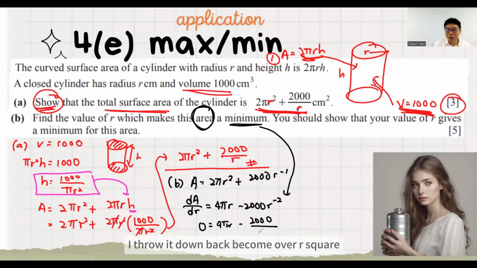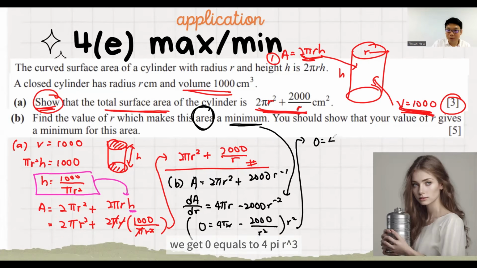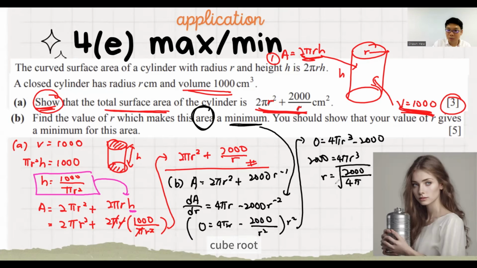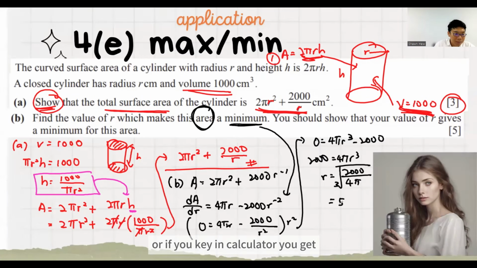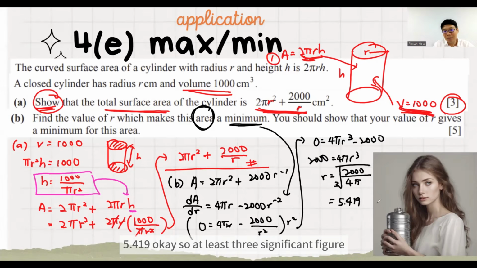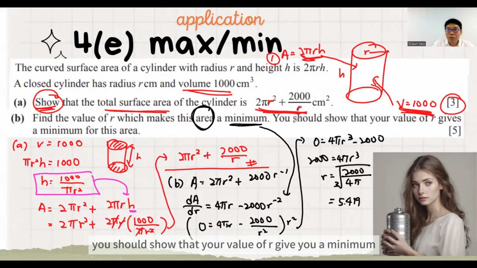R power minus 2, I throw it back down, becomes over r squared. I want to remove the denominator, so I times everything by r squared. Okay, 0 equals 4 pi r cubed minus 2000. So r equals the cube root of 2000 over 4 pi. So if you key in the calculator, you get 5.419. Okay, so at least 3 significant figures, but you can write a bit more. You should show that your value of r gives you a minimum.